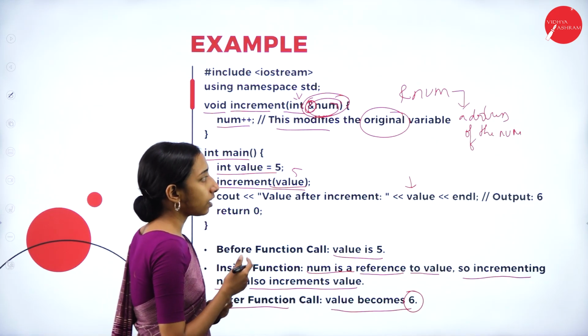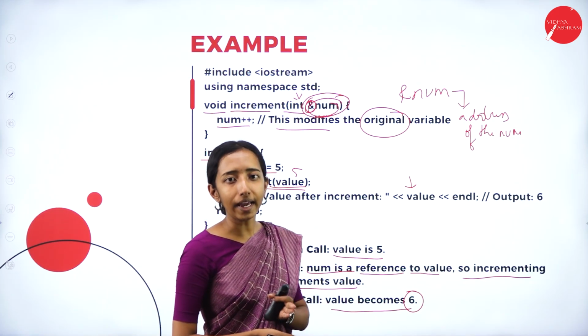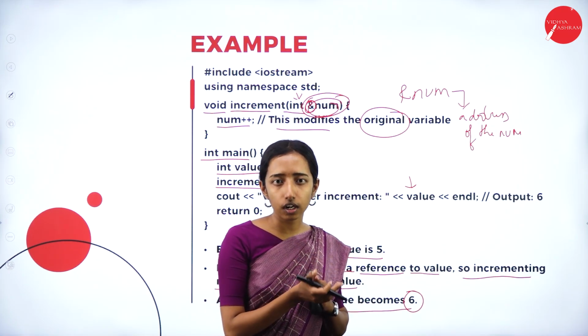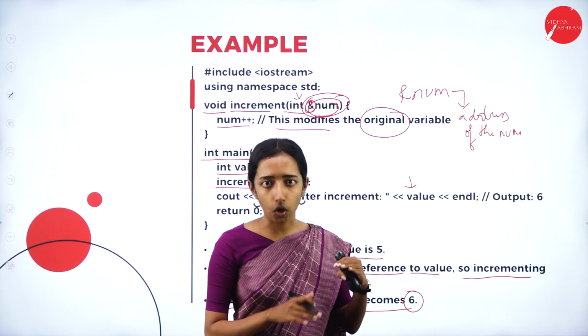So this is the main thing about call by value and call by reference. Call by value is where it is a copy of the actual argument and the value does not change.